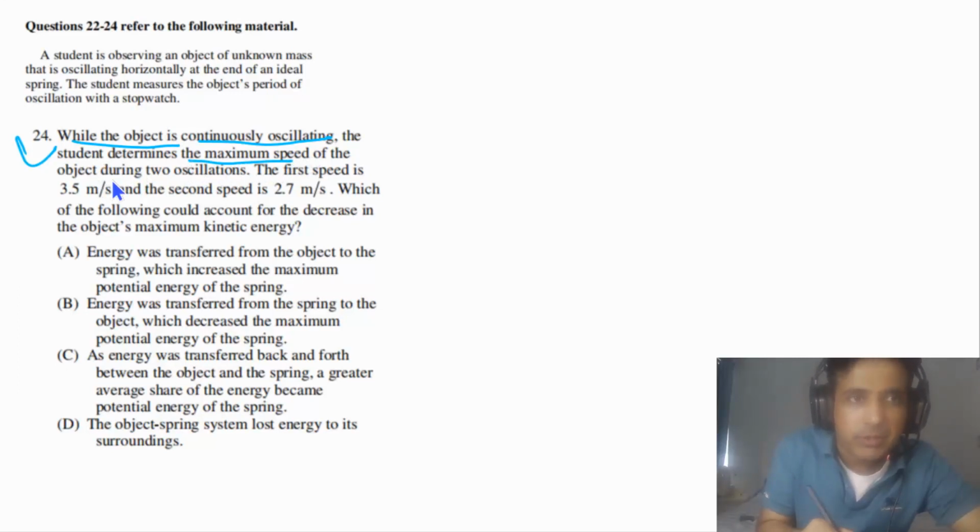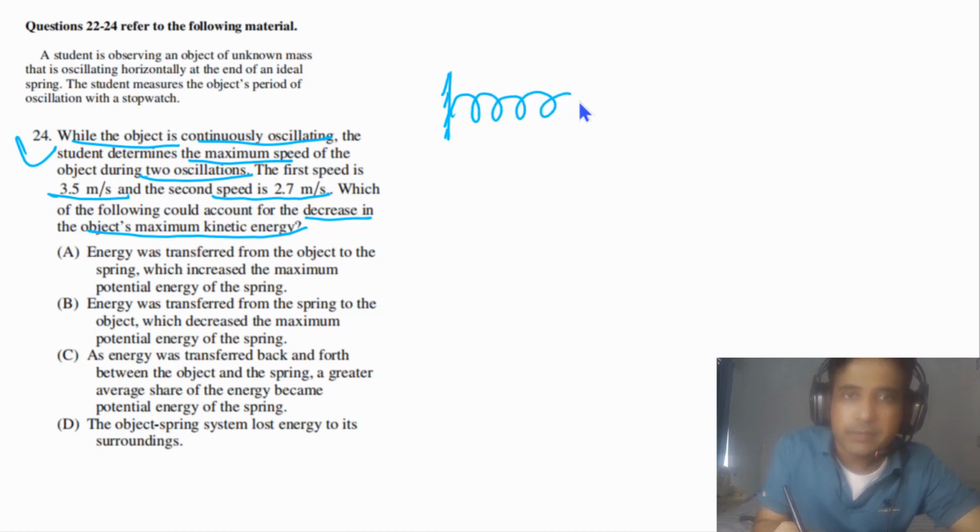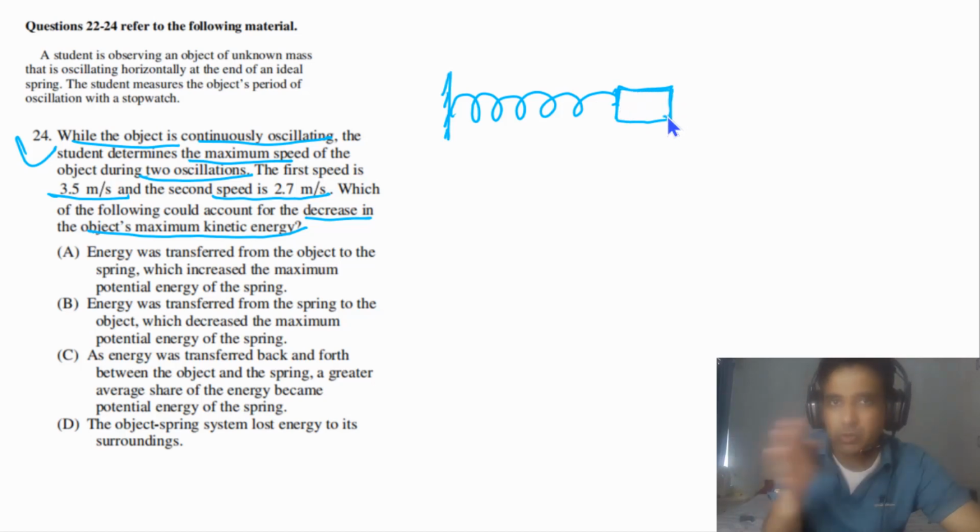Question 24 says, while the object is continuously oscillating, the student determines the maximum speed of the object during two oscillations. The first speed is 3.5 meters per second, and the second speed is 2.7 meters per second. Which of the following could account for the decrease in the object's maximum kinetic energy? So for this one, we first need to understand a little bit more about our horizontal spring mass system, when the mass is oscillating horizontally.